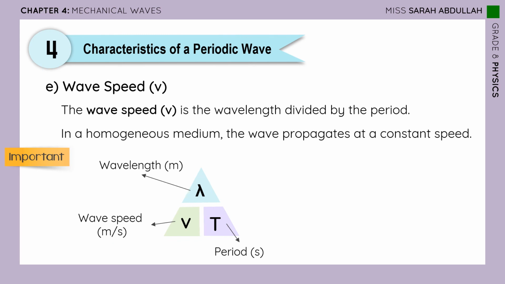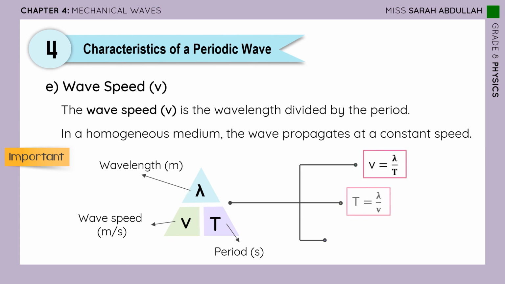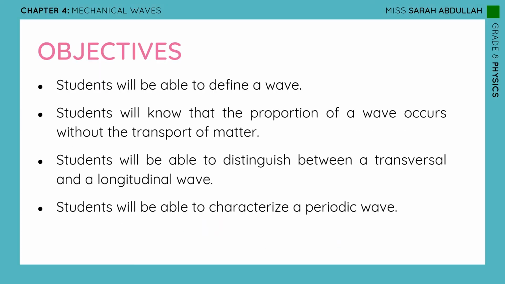second. From this triangle, of course, we can find 3 formulas, where the speed is equal to the wavelength over the period, the period is equal to the wavelength over the speed, and the wavelength is equal to the speed times the period. Okay? Yeah, and that's it.